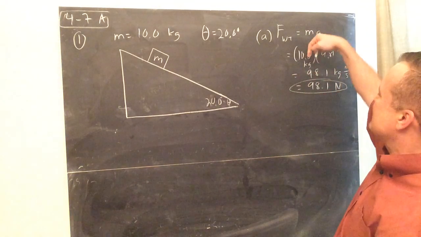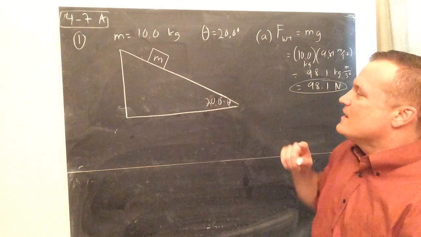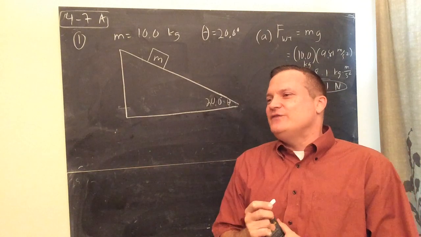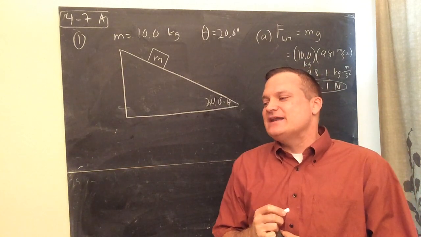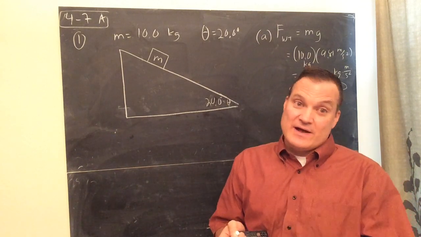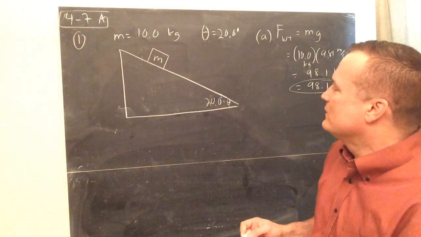Now, if you wanted to, you could say negative 98.1 newtons. Remember, because technically your weight pulls you down this way. But on this problem, I'm not going to do that. We'll just keep that in mind if we ever need to go the other way, that one will be positive or negative, but we're not going to worry about that.